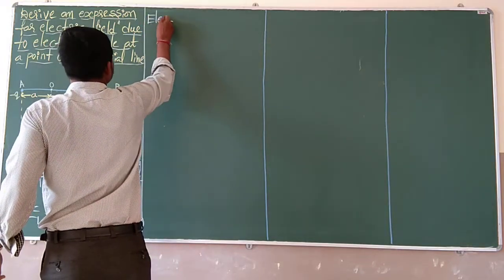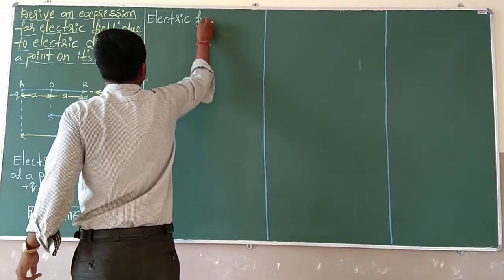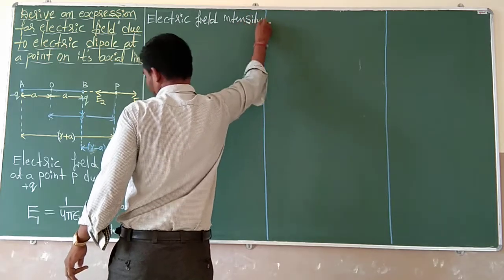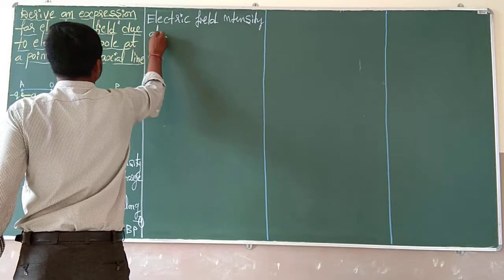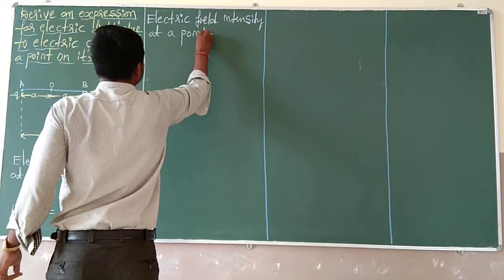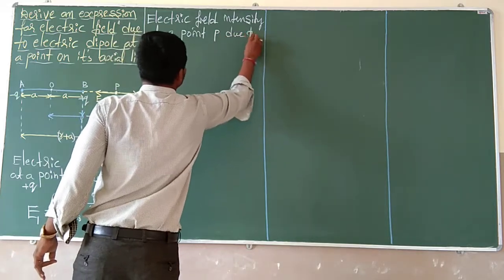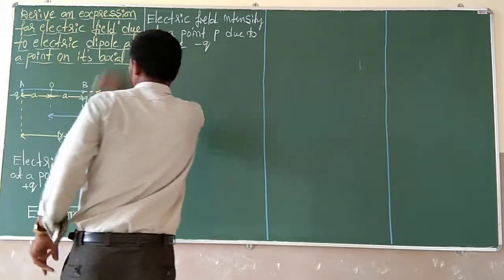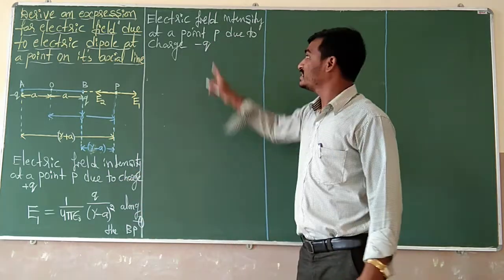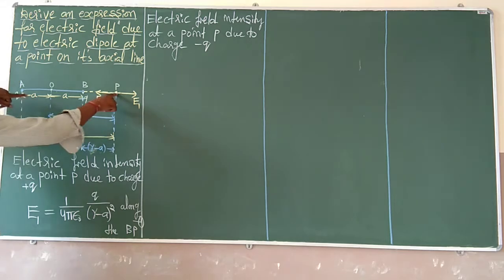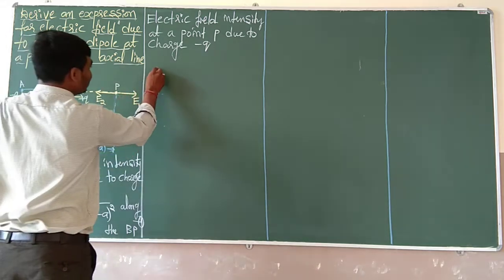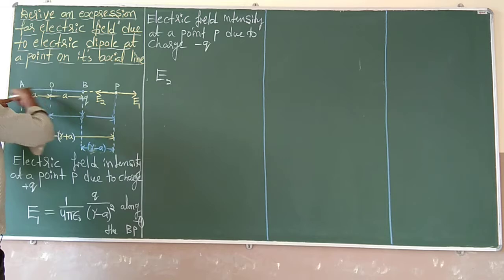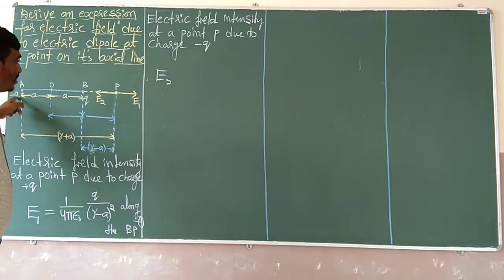Electric field intensity at a point P due to charge minus Q. The previous one was plus Q, but this is minus Q. Electric field at a point P due to charge minus Q. The electric field I have chosen here is E2, but this electric field direction will be like this because for the negative charge, the electric field lines move toward the negative charge.